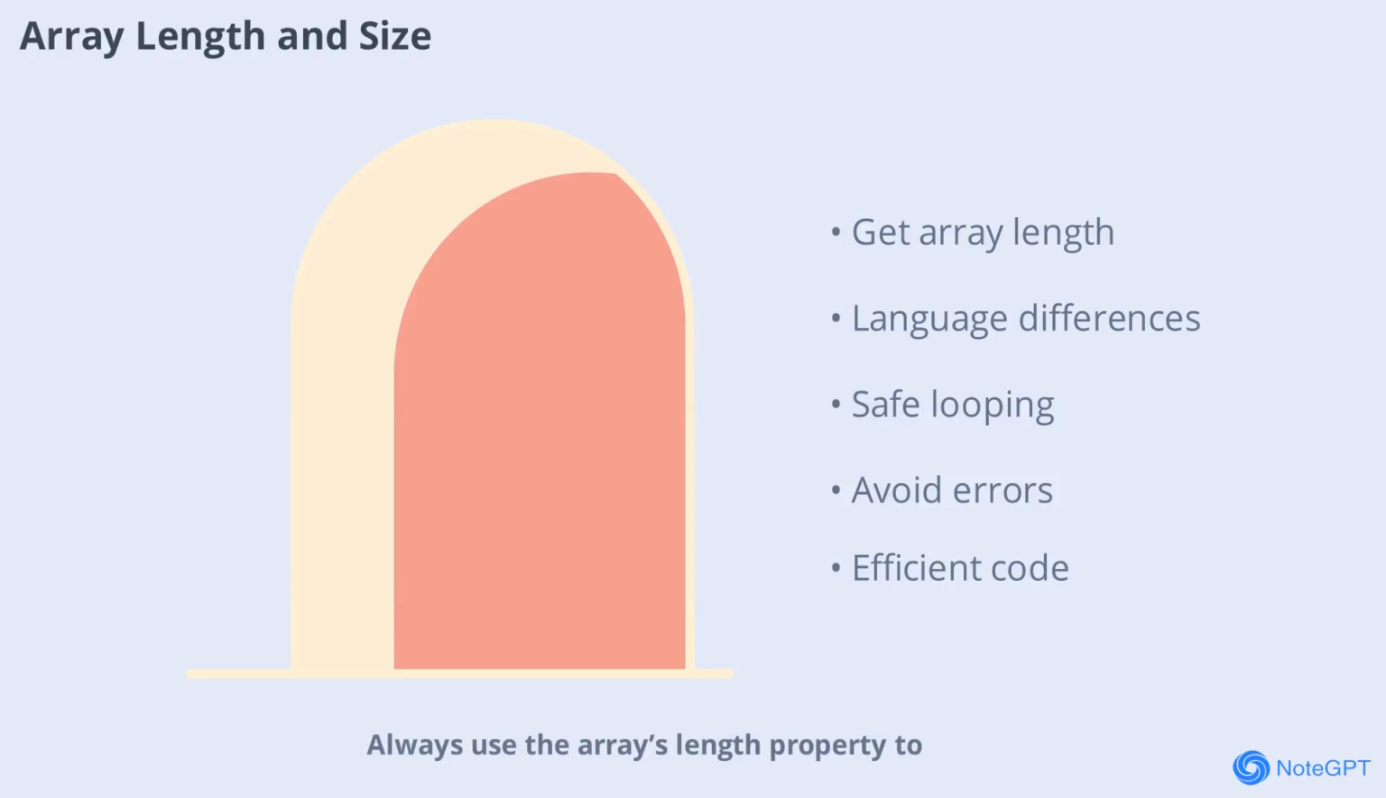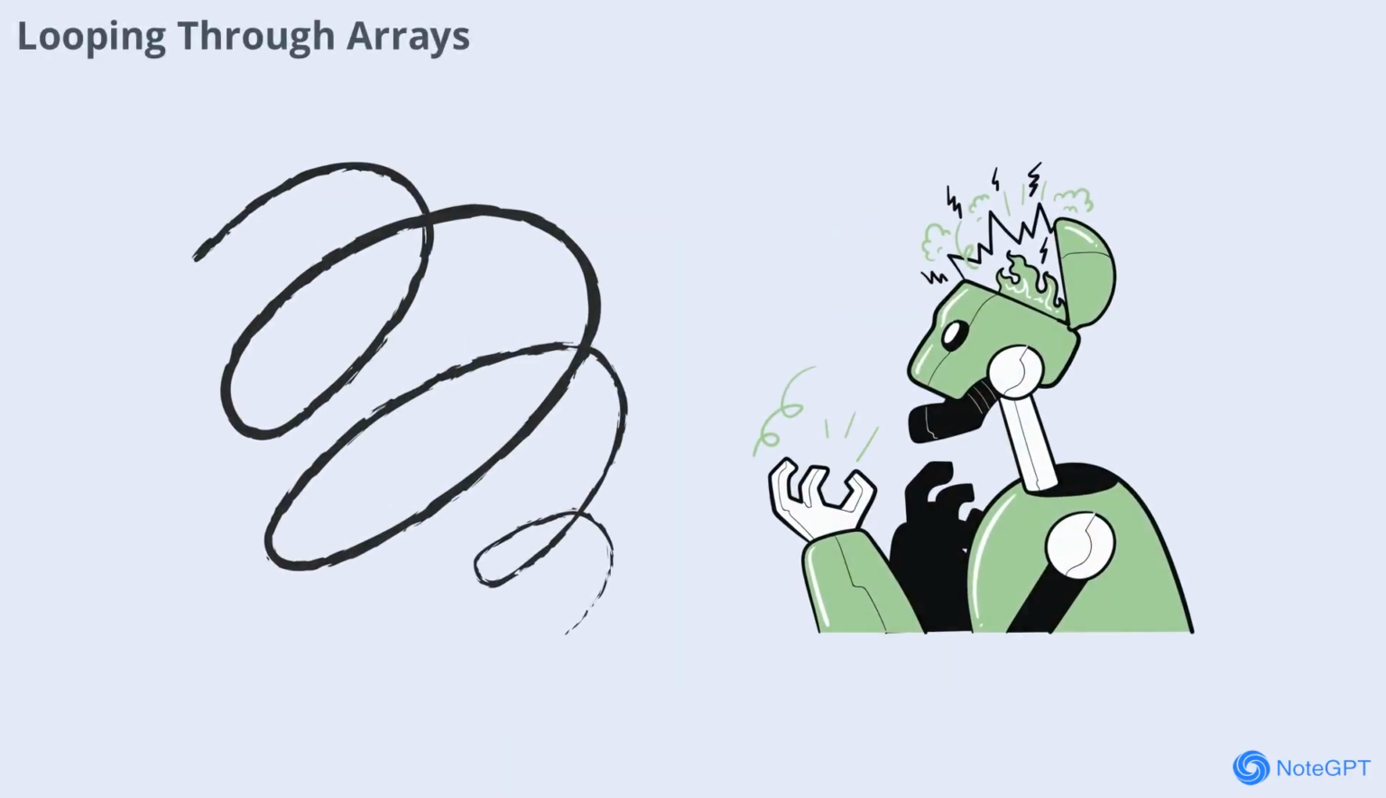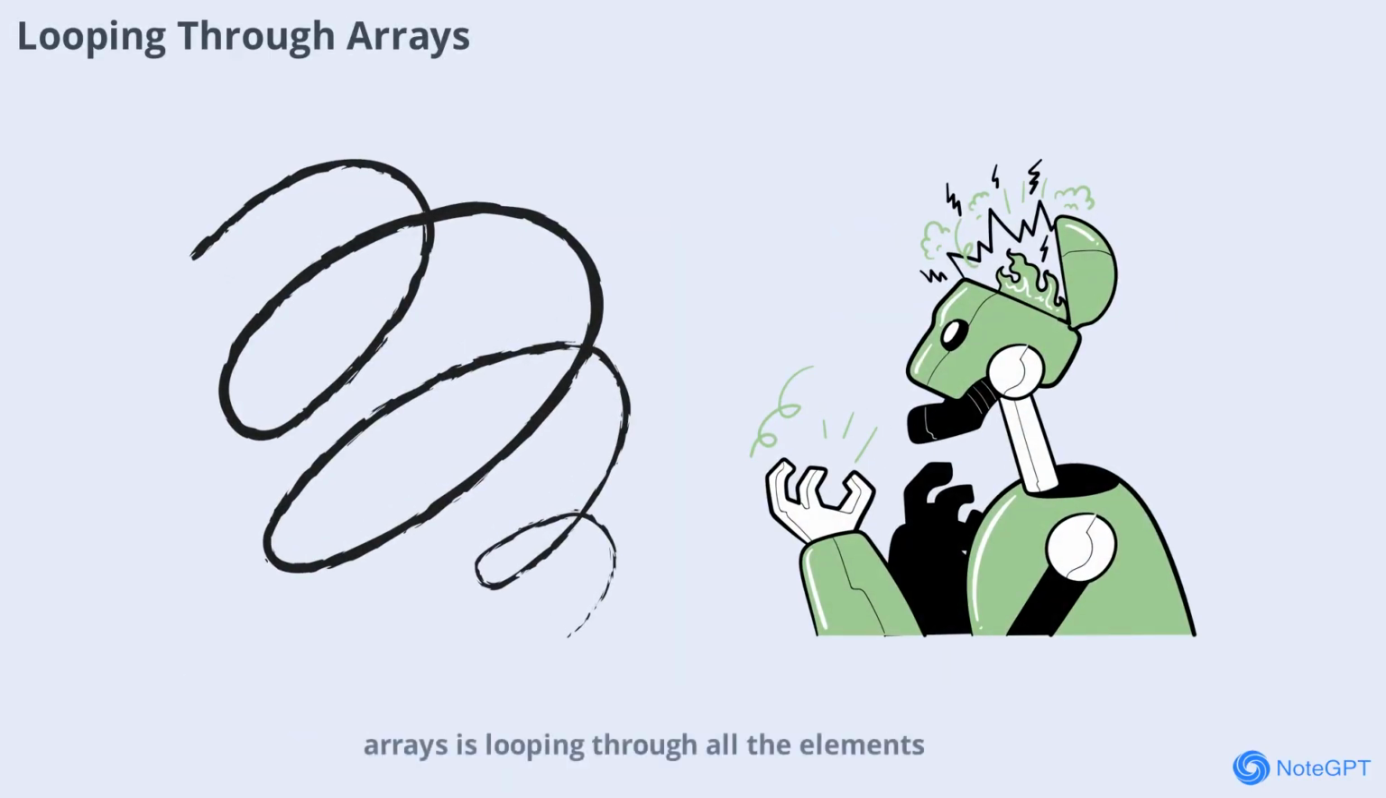Always use the array's length property to avoid going out of bounds and causing errors. This practice helps keep your code safe and efficient. One of the most common operations with arrays is looping through all the elements. This is typically done with a for loop, which uses the array's length to determine how many times to iterate. For example, for (int i = 0; i < array.length; i++) lets you access each element in turn. Looping is essential for processing data, searching for values, or performing calculations on all elements.